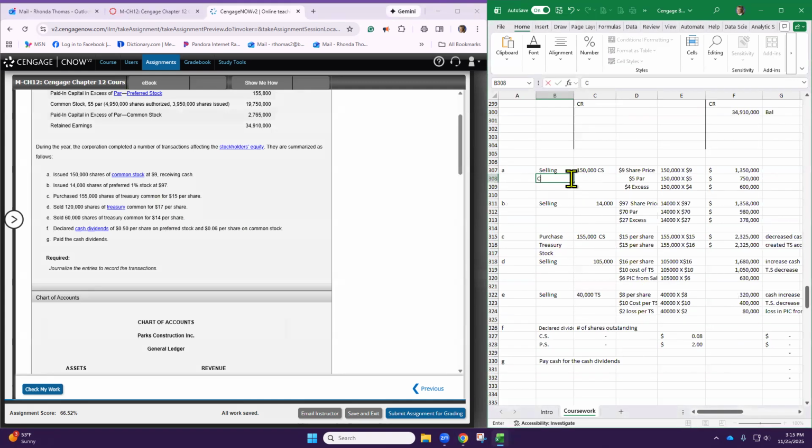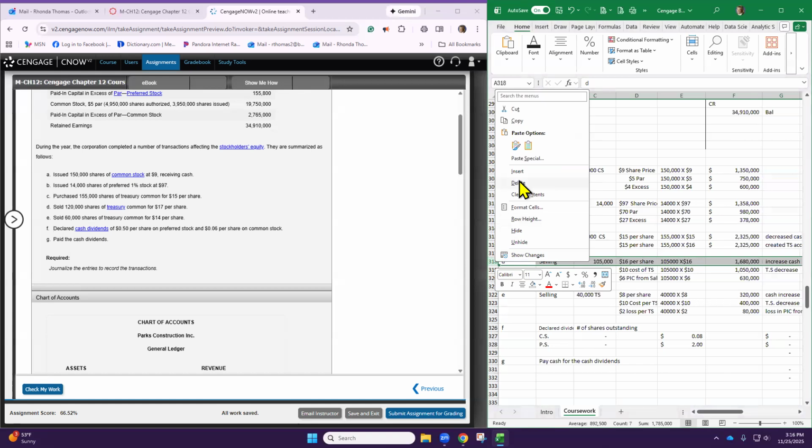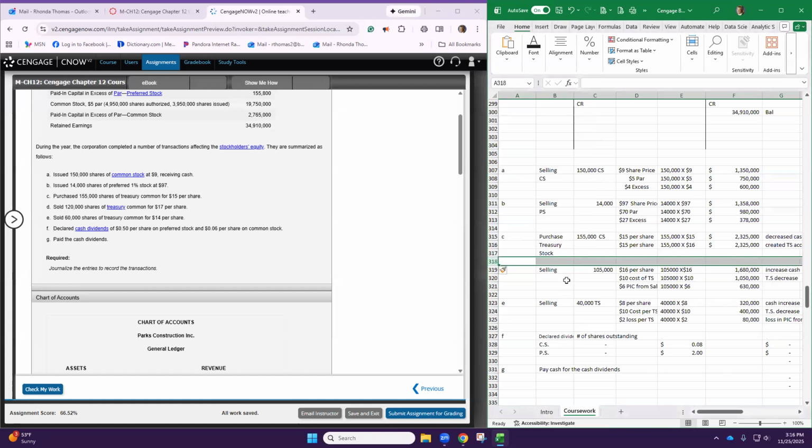Okay, so once again, common shares and selling preferred shares for cash. Whoops. And now we bought, we purchased the treasury stock. Now we're going to sell some treasury stock.